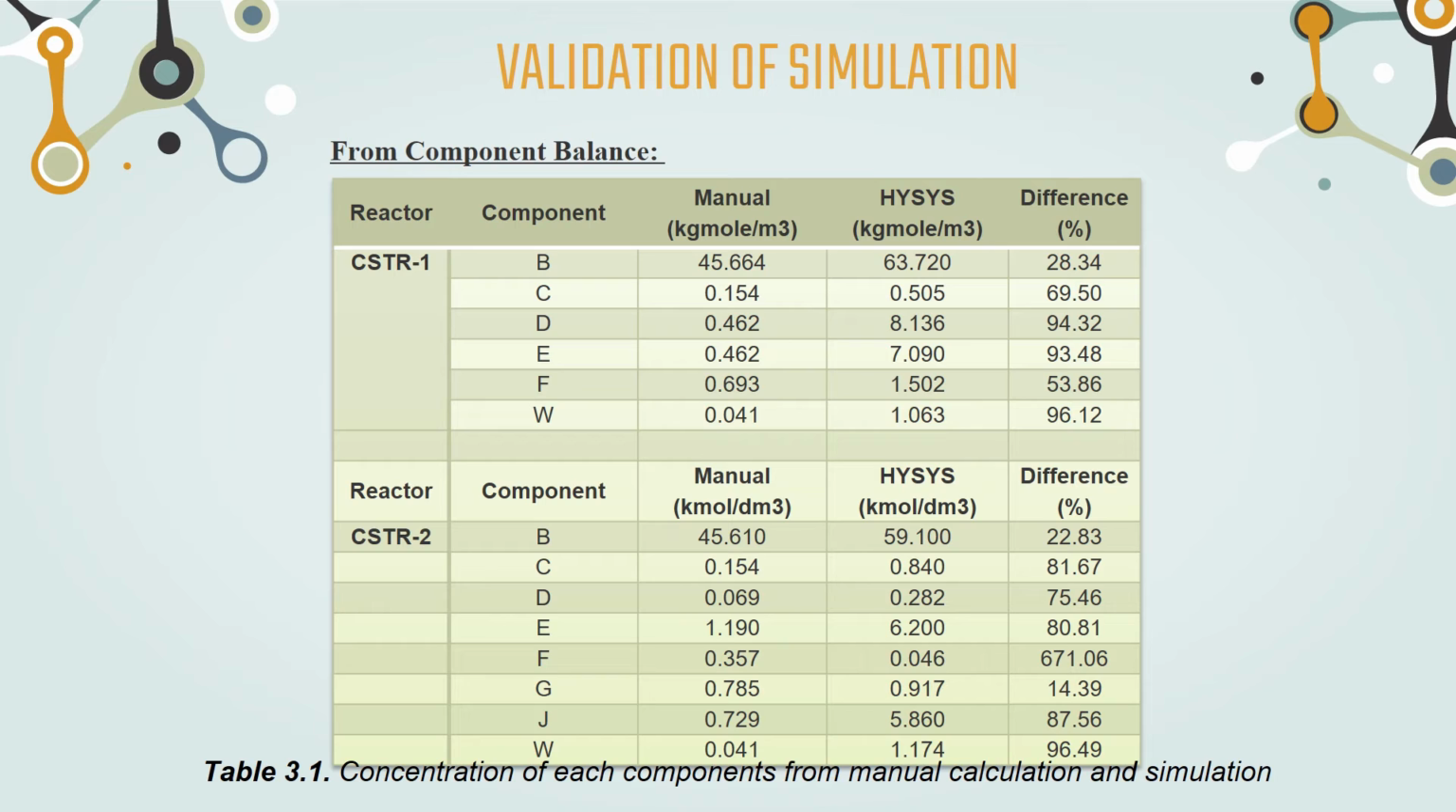and simulations. The manual calculation is based on the component balance that we've developed earlier by using the data from the previous chapter. Then, we'll compare these values with the one generated from the HYSYS. So from this table, we can see that the percentage error for each component between the manual calculations and the HYSYS simulation actually exceeded the accepted range.